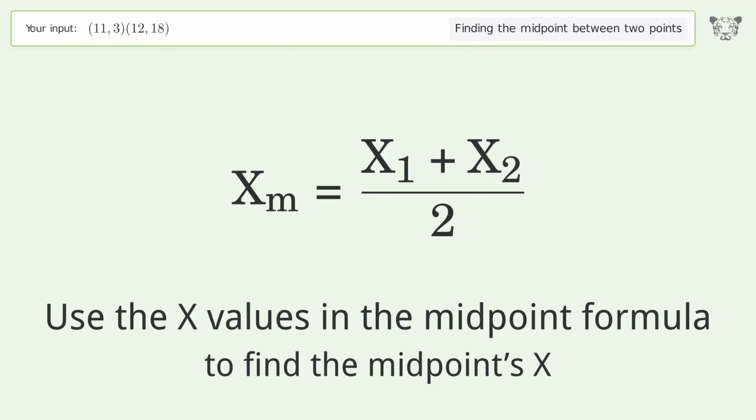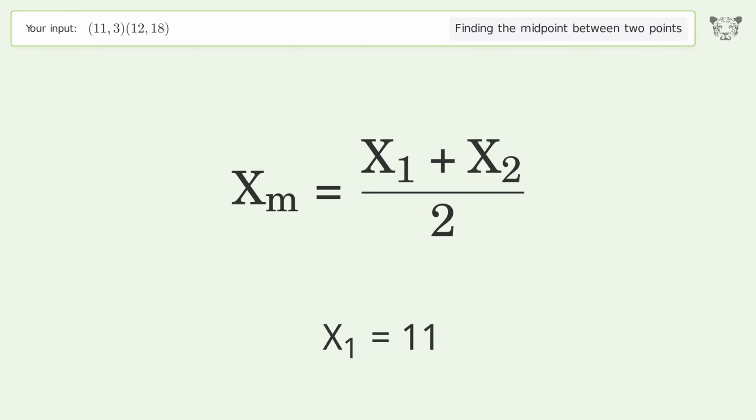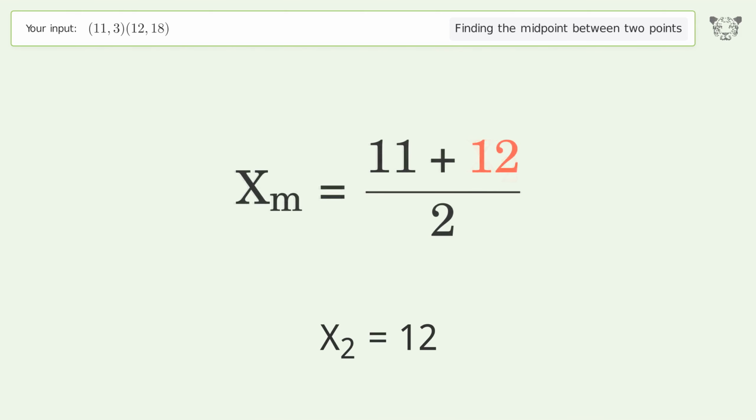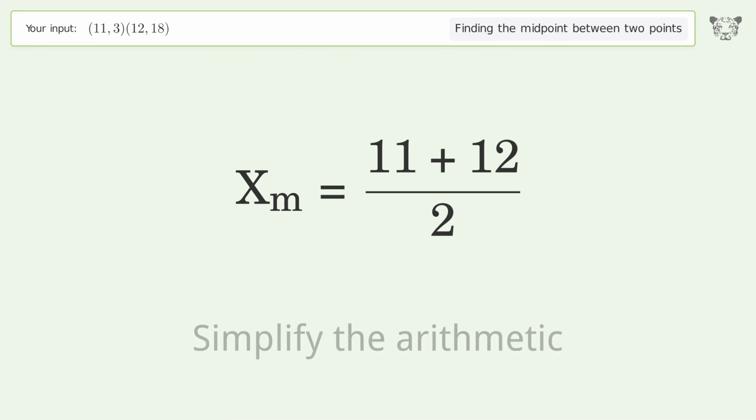Use the x values in the midpoint formula to find the midpoint's x. x1 equals 11. x2 equals 12. Simplify the arithmetic.